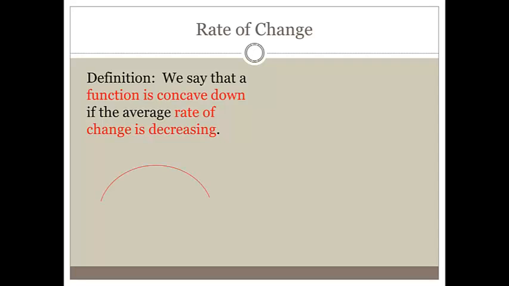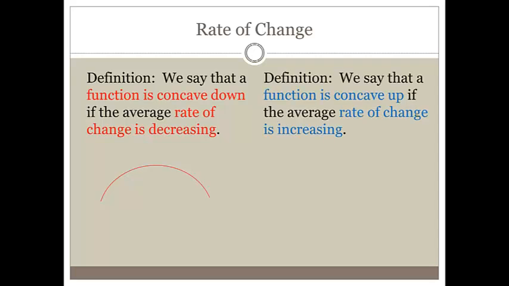If we think about this in terms of the graph, the function can either be increasing but at a slower rate, as this graph is on the left-hand side, or decreasing at a faster and faster rate, as it is on the right-hand side. Similarly, we define that a function is concave up if the average rate of change is increasing. If we think about it in terms of the graph, the function can either be decreasing but at a slower rate, as this graph is on the left-hand side, or increasing at a faster and faster rate, as this graph is on the right-hand side.